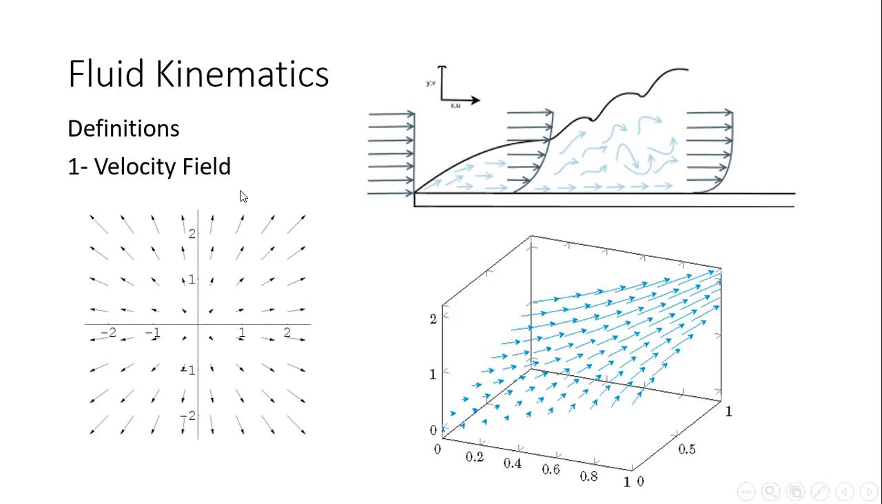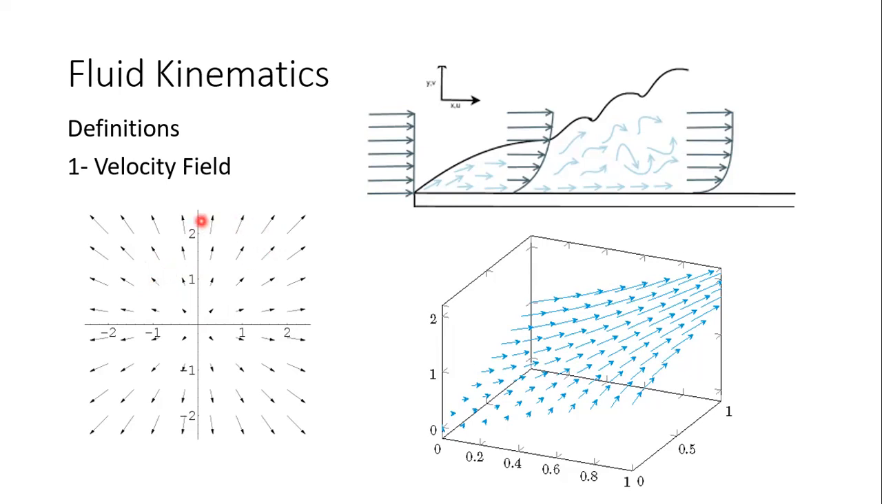So for example, in this flow domain, let's make the annotation here. In this flow domain, the fluid flows as it's shown in the figure. The direction of the arrow refers to the direction of the fluid particle at this point. And the direction of that arrow refers to the direction of the fluid particle at this point, and so on.